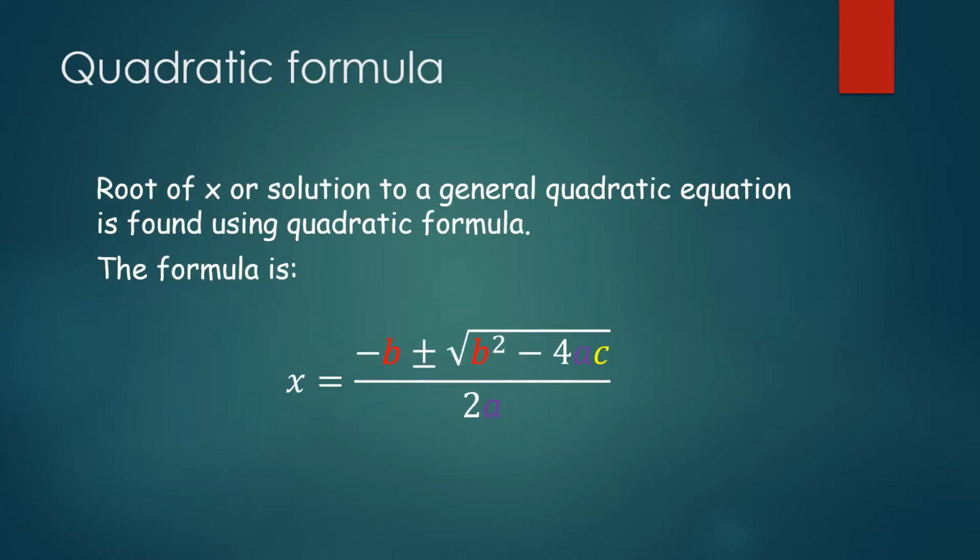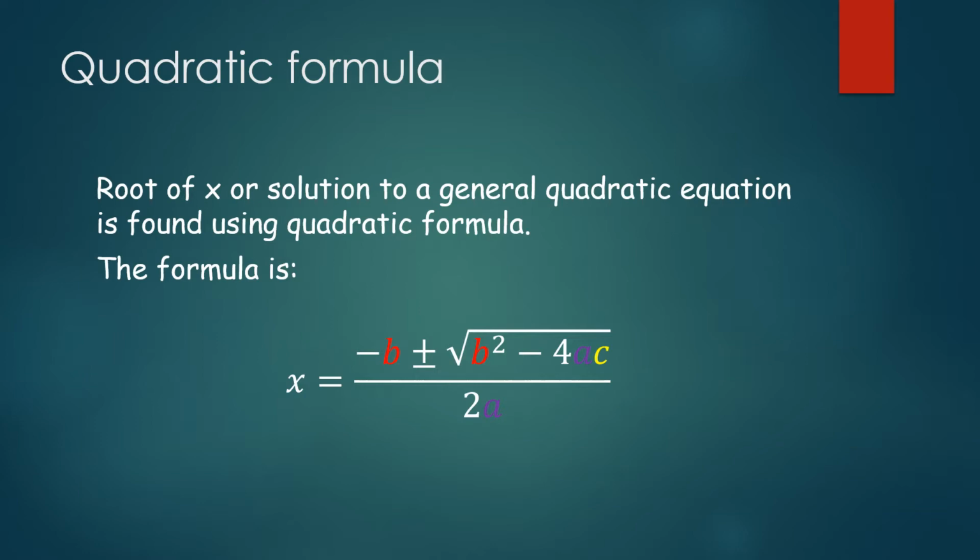First of all, solving a quadratic equation by using a quadratic formula. By using quadratic formula, the equation is solved by finding root of x, or finding a value and assigning it to the variable x. The formula is x is equal to minus b plus or minus square root of b square minus 4ac divided by 2a.